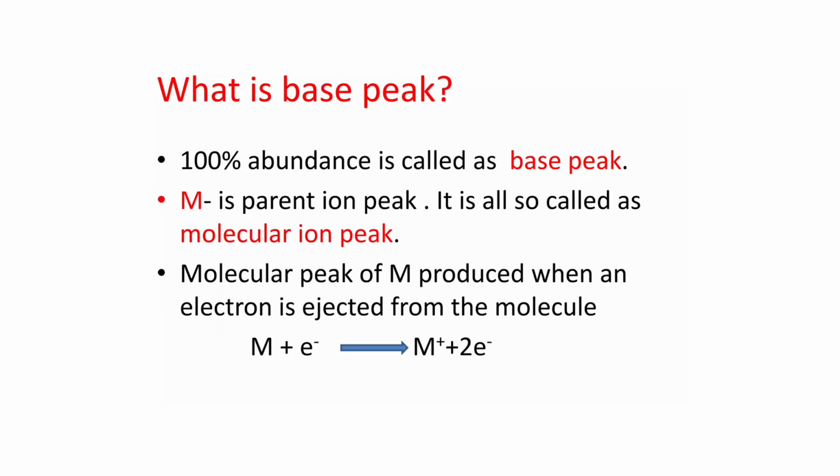Also, a peak up to 100% abundance is called a base peak, and M is a parent ion peak, which is usually the next largest peak to the base peak. It is also called the molecular ion peak. So, the molecular peak of M is produced when an electron is ejected from the molecule: M plus 2 electrons, a protonated M plus 2 electrons.